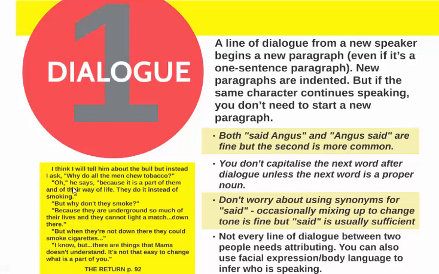Not every line of dialogue between two people needs attributing. Remember that. You can also use facial expression and body language to infer who is speaking. So you'll see here, if it's just between two people, I ask, line of dialogue. Next person speaks, "oh," he says. It's obviously the other person in the room. There's only two people in the room, so the next person speaking is obviously number one, number two. Number one, number two. You don't need to keep saying he said, she said, he said, she said. You can just, if it's just two people, leave the tagline off altogether.